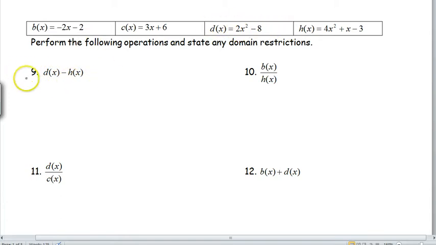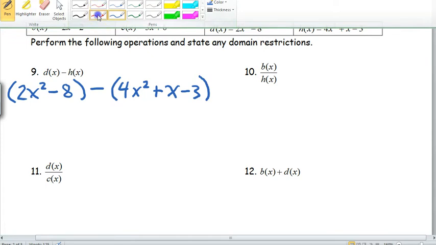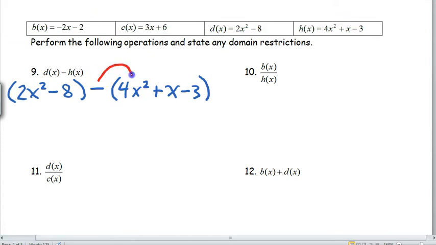Let's see. So function D, that's 2x squared minus 8, minus function H, which is 4x squared plus x minus 3. When you have subtraction like that, you must distribute the minus sign. So I'm going to have to take this negative sign and apply it to each one of these things on the inside.